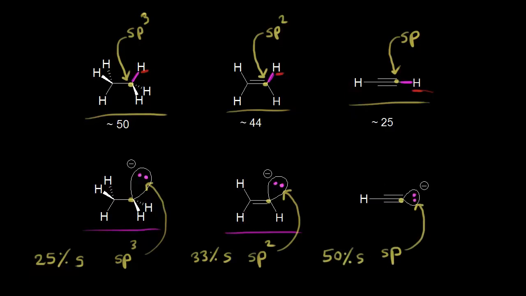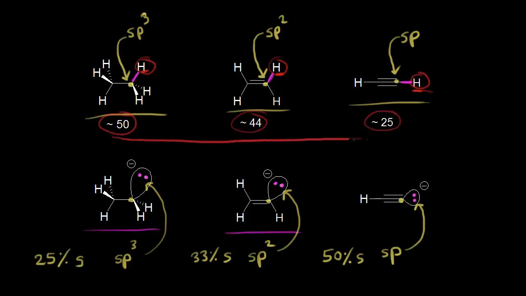Now let's look at pKa values. The pKa for this proton on ethane is approximately 50. The pKa value for this proton on ethene is approximately 44, and the pKa value for this proton on acetylene is about 25. We know the lower the pKa value, the stronger the acid. So as we move to the right, we see a decrease in pKa values, and therefore an increase in the acidity. So we're talking about an increase in the acid strength. So acetylene is the strongest acid out of these three.